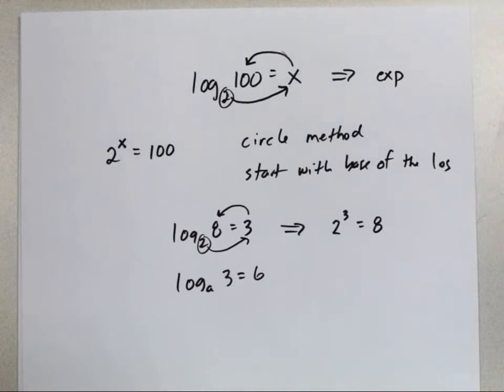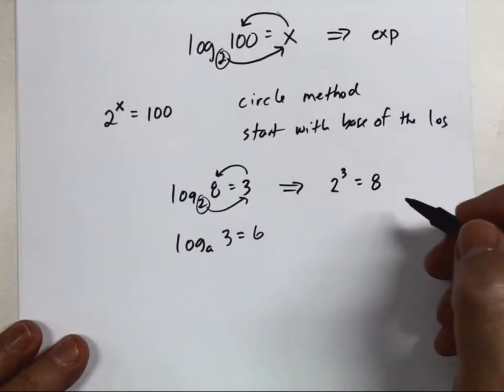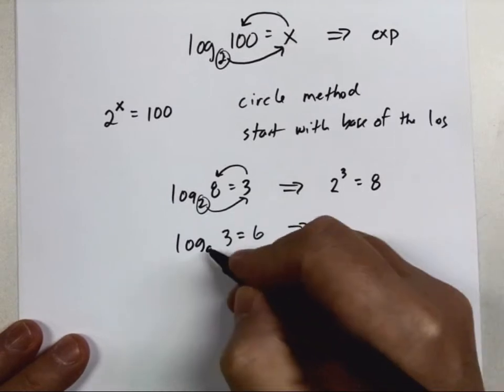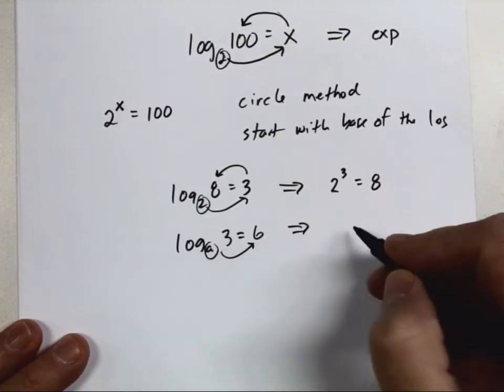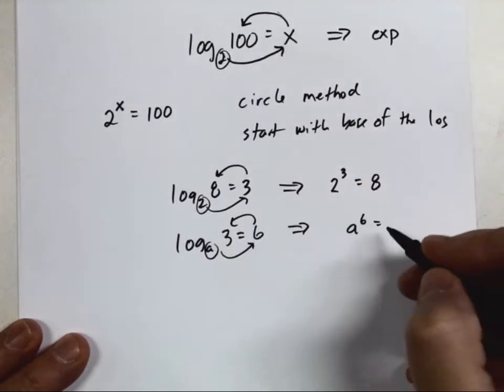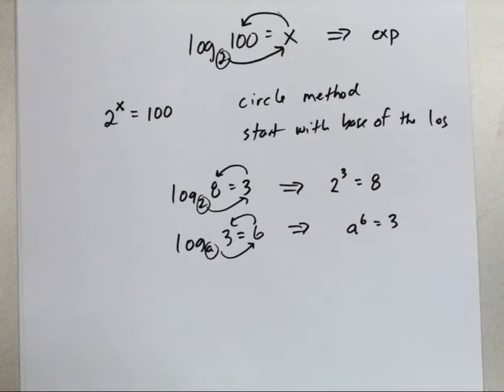I want to rewrite that as an exponential equation. a to the 6th equals 3. It's as simple as that.